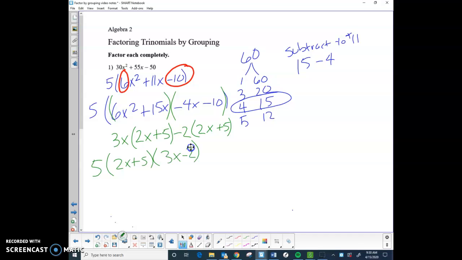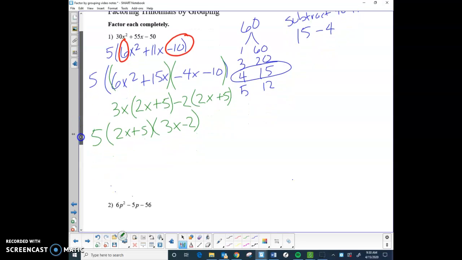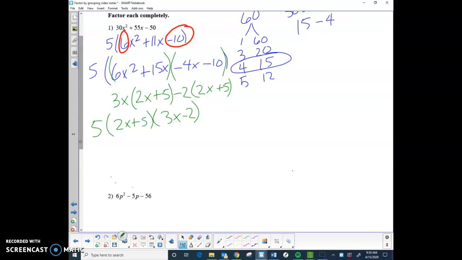Now we could check this by multiplying this out in our boxes and then multiplying that in by everything by 5, and we should get back to the original equation.